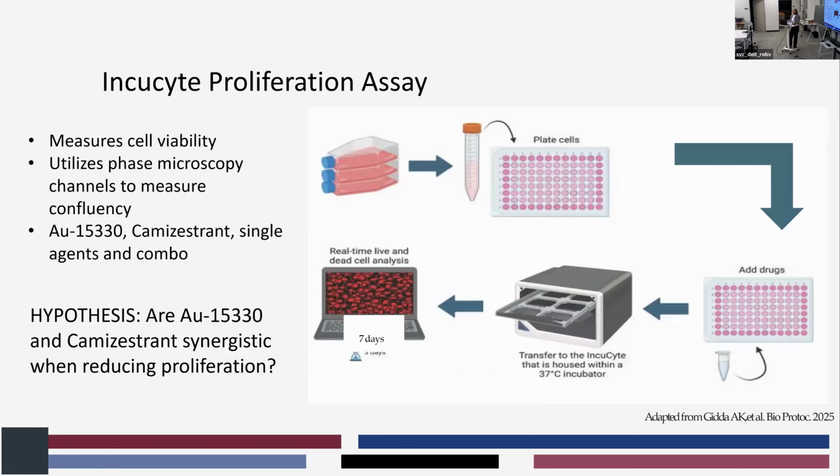Okay, so we did an Incucyte proliferation assay. This measures cell viability. It utilizes phase microscopy channels to measure confluency. We used AU-15-330 and camizestrant as single agents and in combination. So our hypothesis is that AU-15-330 and camizestrant are synergistic. Synergy is the combined action of two or more agents to produce a better outcome than the single agents alone. We use AU at 100 nanomolar, camizestrant at 10, and when we use them in combination with each other, we use half.